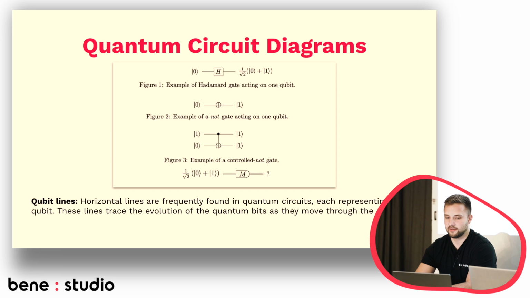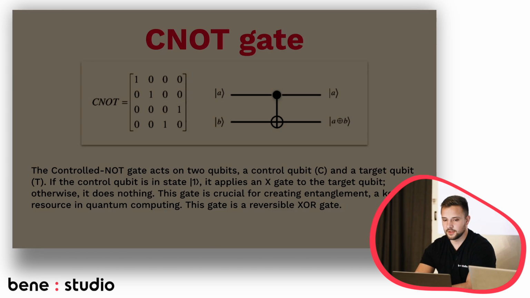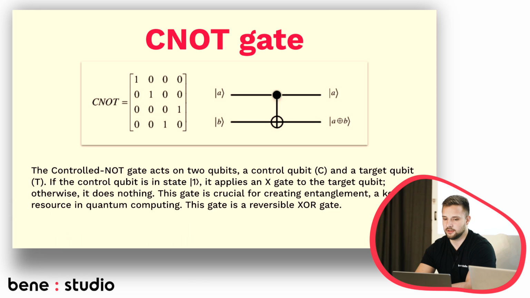On the circuit diagrams, qubits are displayed with horizontal lines. They can be found in the quantum circuits, and each one represents a qubit. These lines trace the evolution of the quantum bits as they move through the circuit. In quantum diagrams and in quantum computing, we also use gates for operations, and there are a few of them which I'm going to explain.